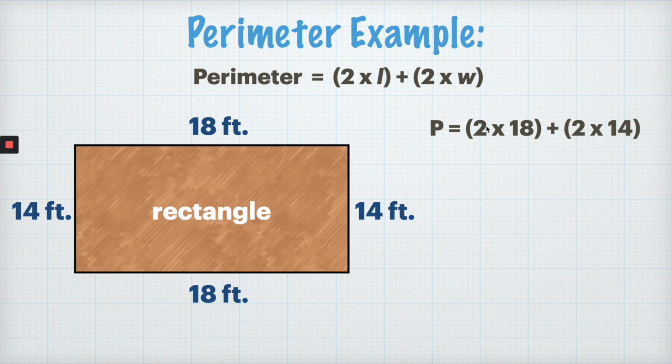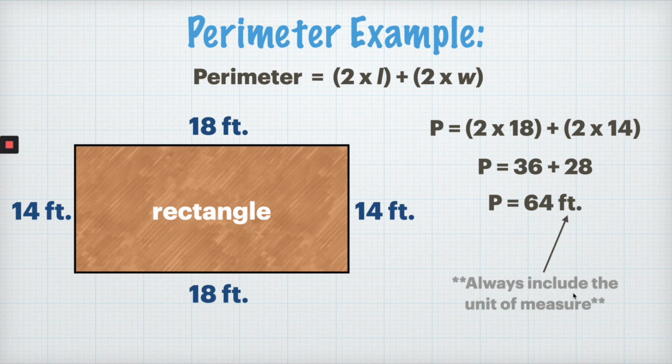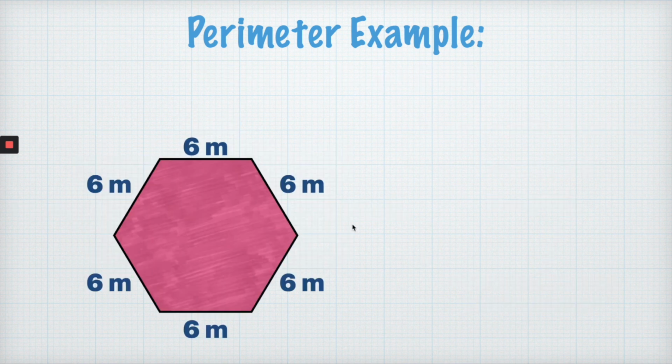Now we're going to multiply here first, and we're going to get 36, sorry. And then we're going to get 28. And we're going to get 64, which is going to be 64 feet, and we always include the unit of measure. All right, so make sure that we're doing this. Continue on. All right, let's go ahead and look at another one.